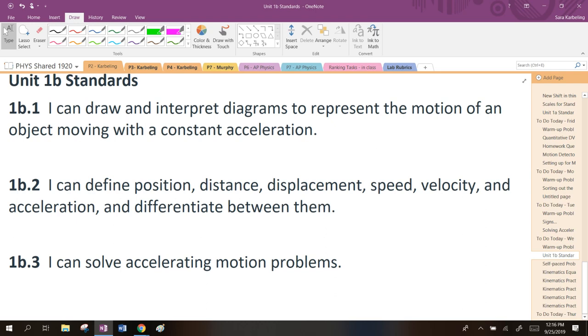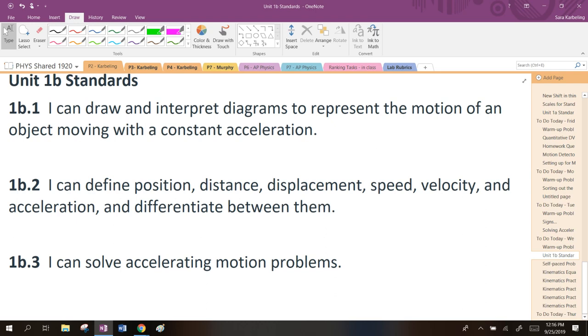The second one, we've been doing this kind of inside everything else, all of the conversations that we've been having. You know, I keep telling you to use the words. Use the words for physics, and that's what we're talking about here. Knowing what position, distance, displacement, speed, velocity, and acceleration are, and knowing the difference between them. So picking the right word for the right description.